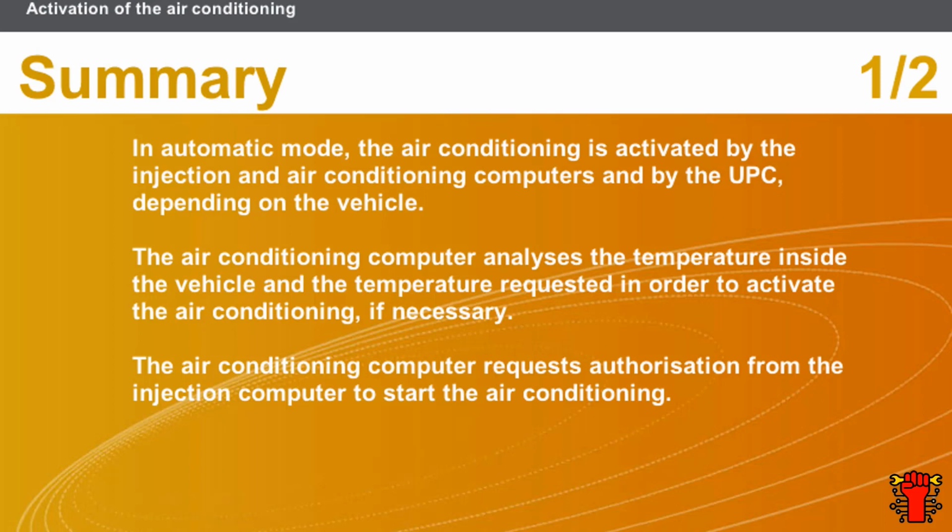In this section, we covered the following points. In automatic mode, the air conditioning is activated by the injection and air conditioning computers and by the UPC, depending on the vehicle. The air conditioning computer analyzes the temperature inside the vehicle and the temperature requested in order to activate the air conditioning, if necessary. The air conditioning computer requests authorization from the injection computer to start the air conditioning.